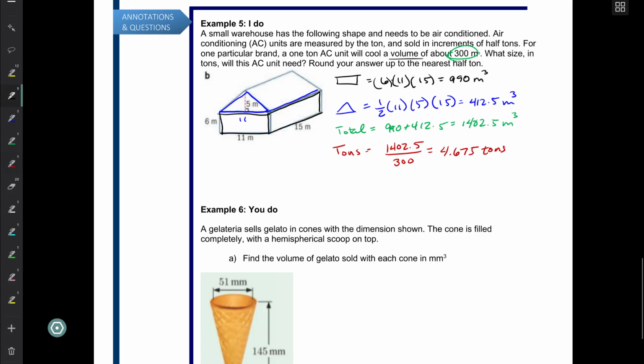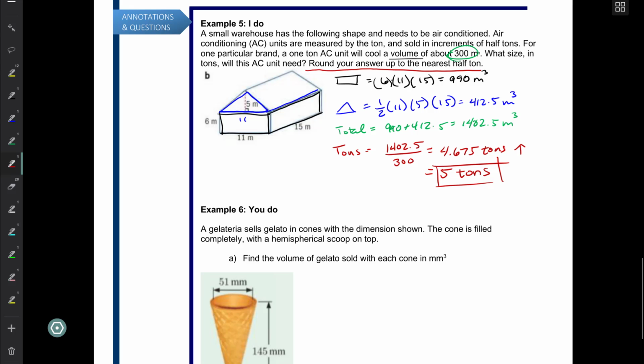We are supposed to round our answer up to the nearest half ton, okay? Because that's how it sells it. Now, you might look at this and say, oh, well, 4.5 tons, that's going to be how much I need. That's the nearest half ton. But remember, we want to round up because 4.5 tons is not going to be enough. The air conditioning unit is going to be overworked. So we need to round up. And the nearest half ton would be at the 5th ton. So that's the air conditioning unit that we need.